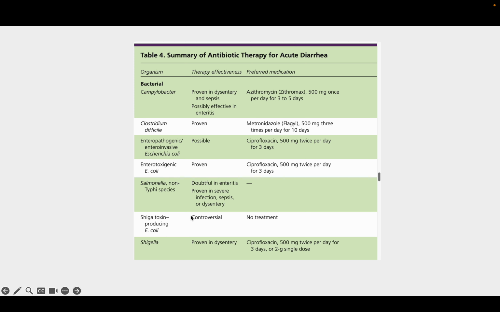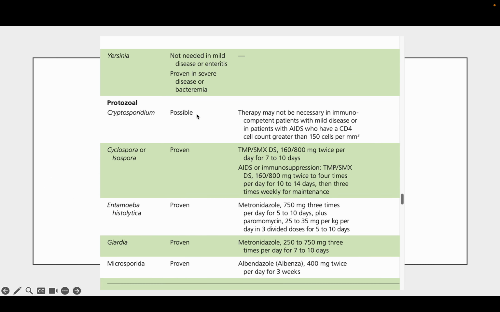So Shiga toxin E. coli also: this is one more thing, no treatment, because it provokes HUS. These are the two conditions. Salmonella routinely you don't give, only in severe cases you give. Shigella with dysentery, then you can give ciprofloxacin tablets, 500 mg BD. Yersinia generally not needed in normal cases; generally in severe cases only you give. It is very rare in our setup, but generally only if it is severe.